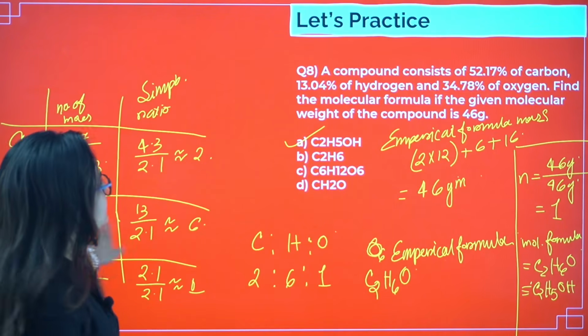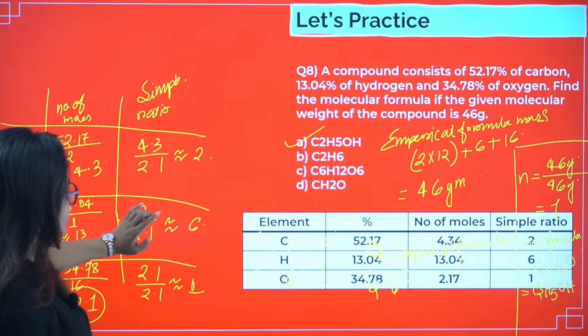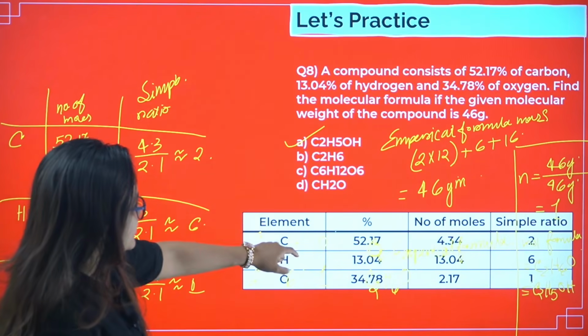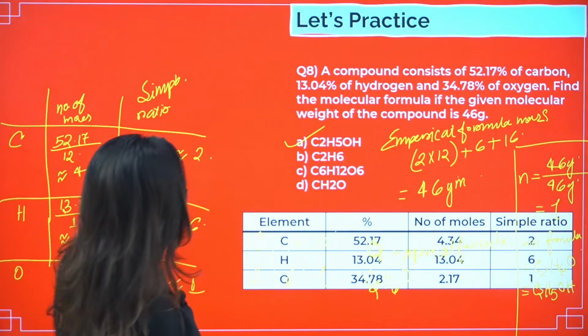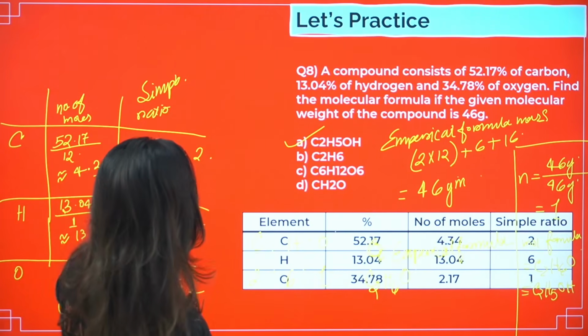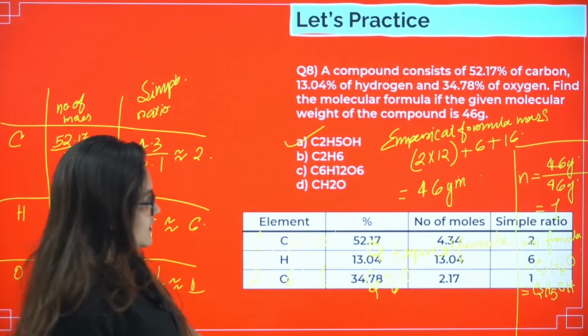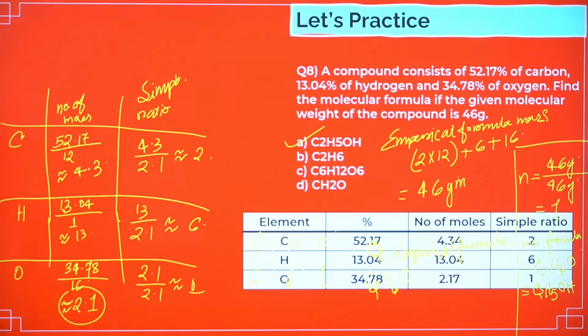Let's proceed further. This is the overall percentage given here. This is the number of moles that we already calculated, and the simple ratio is also already calculated: 4.3, here 13, here 2.1, like that. So I guess it's clear. Let's proceed further.